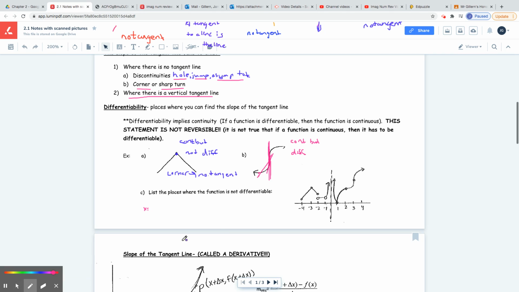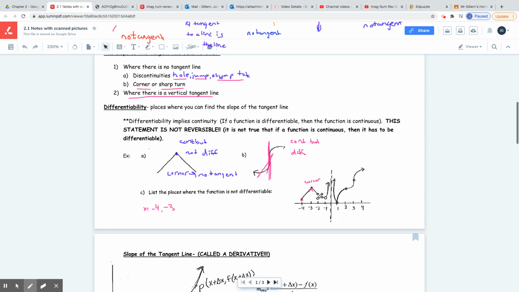First thing, -4. This is an endpoint, and it's not going to be differentiable at an endpoint. So x equals -4 is not differentiable. What is happening at -3? We have a corner, so it is not differentiable there.